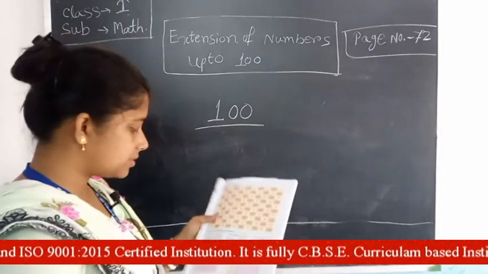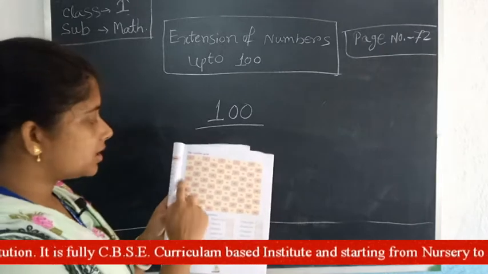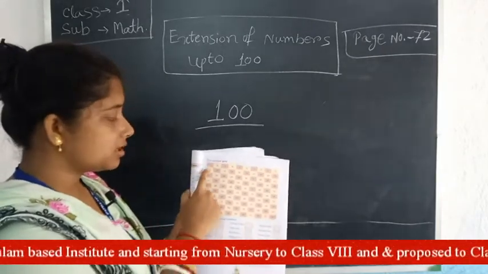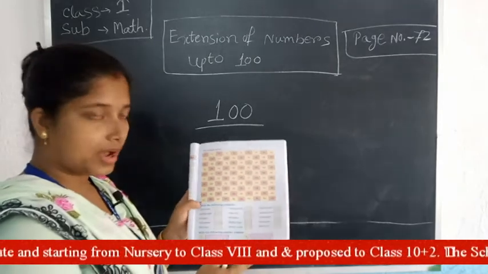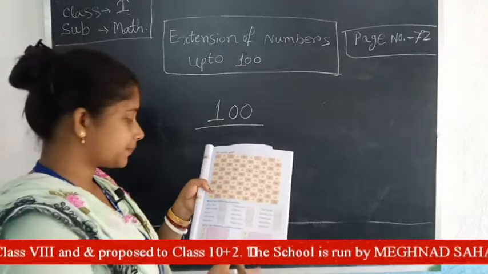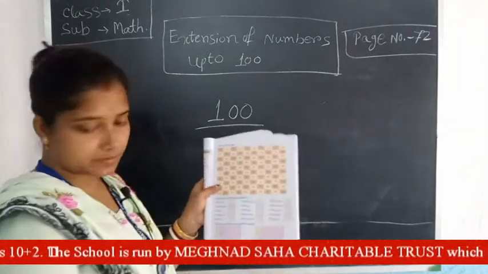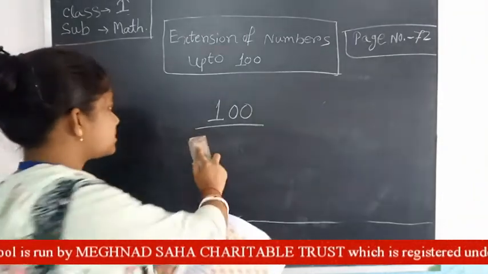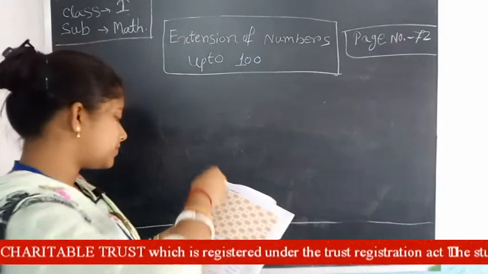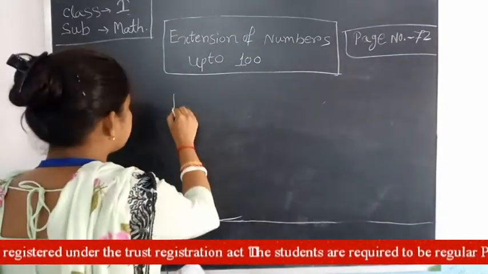Now turn the page 75. Here at first a number grid has given from the number 1 up to the number 100. Then some task has given for you. So the first task is write the following numbers. Here some number names have given. The first one is, now I am solving the first one. The first one is 59.